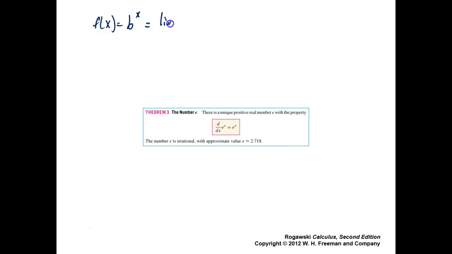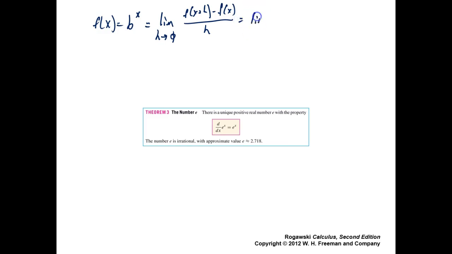The limit as, they're going to use h, I believe, right? h approaches 0 of f of x plus h minus f of x divided by h. Okay, that's it. Okay, now let's plug in our b to the x.